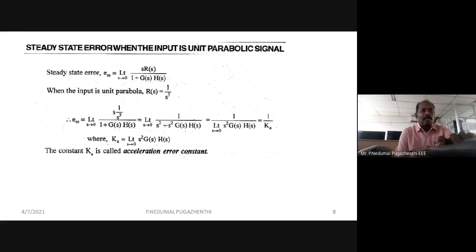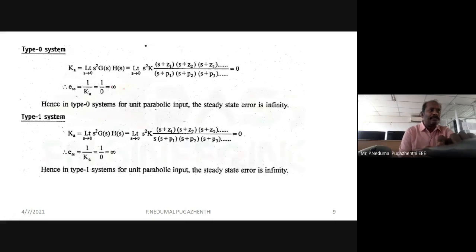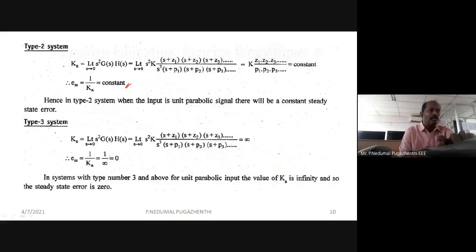The same way, I can check it for the acceleration error constant. Because of the unit parabolic input, this is going to be 1 by s cube. So I will get it like here, s squared into, that is how I get the formula 1 by Ka for a steady state error. And if I check it for type 0, I will get an infinite value. If I check it for a type 1 system, I will get an infinite value. For a type 2 system, I will get a constant value. Only if I go for a type 3 system, I will get a steady state error of 0, because I have an s cube here. I will get a denominator s, which provides an infinite error constant, and the steady state error value becomes 1 by infinity, which is equal to 0.